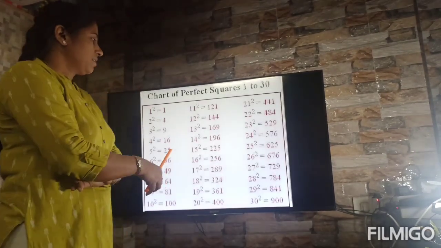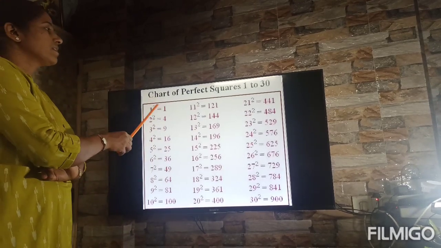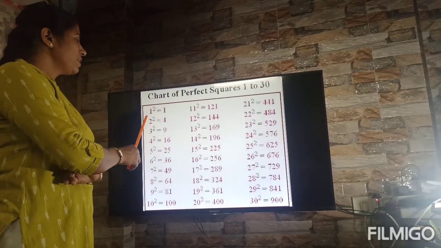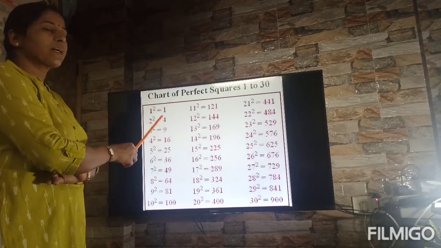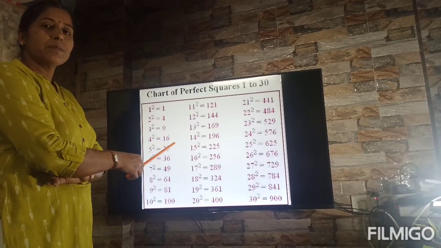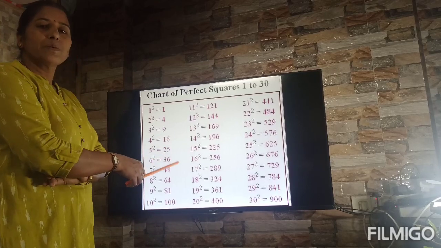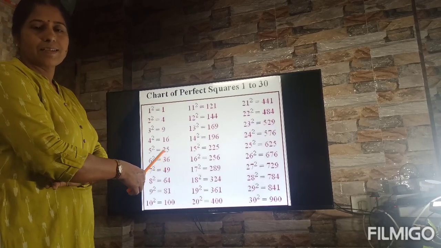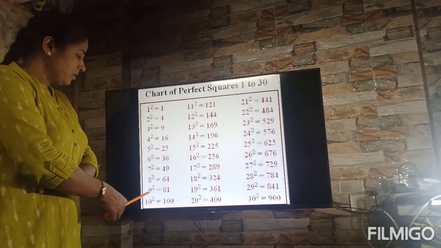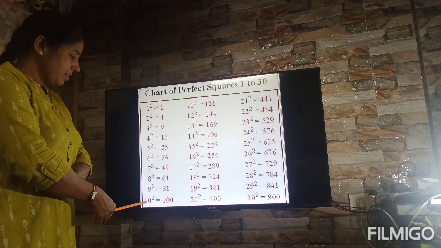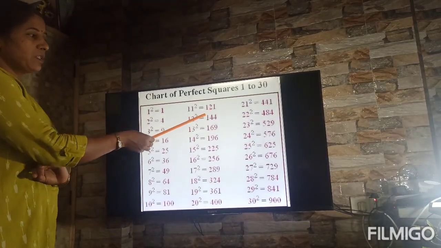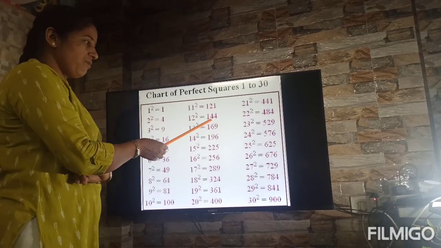Okay. See here. This is the chart of 1 to 30 square numbers. 1 square is equal to 1. 2 square is equal to 4. 3 square is equal to 9. 4 square is equal to 16. 5 square is equal to 25. 6 square is equal to 36. 7 square is equal to 49. 8 square is equal to 64. 9 square is equal to 81. 10 square is equal to 100. 11 square is equal to 121. 12 square is equal to 144.